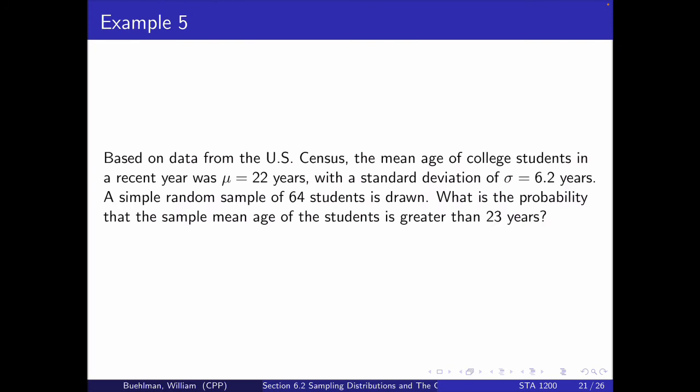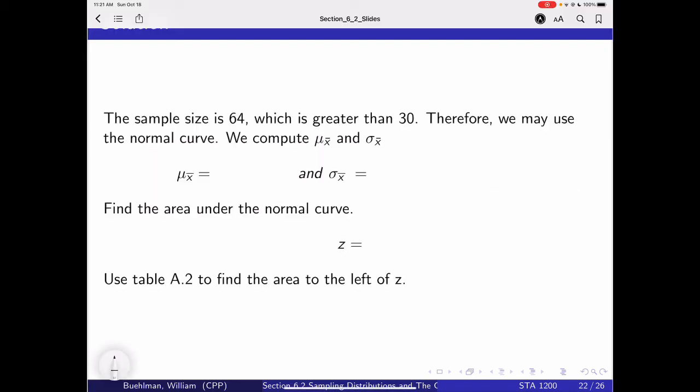Based on data from the U.S. Census, the mean age of college students in a recent year was mu, which is equal to 22 years, with a standard deviation sigma of 6.2 years. A simple random sample of 64 students is drawn. What is the probability that the sample mean age of the students is greater than 23 years? The sample size is 64, which is greater than 30. Therefore, we may use the normal curve and the central limit theorem.